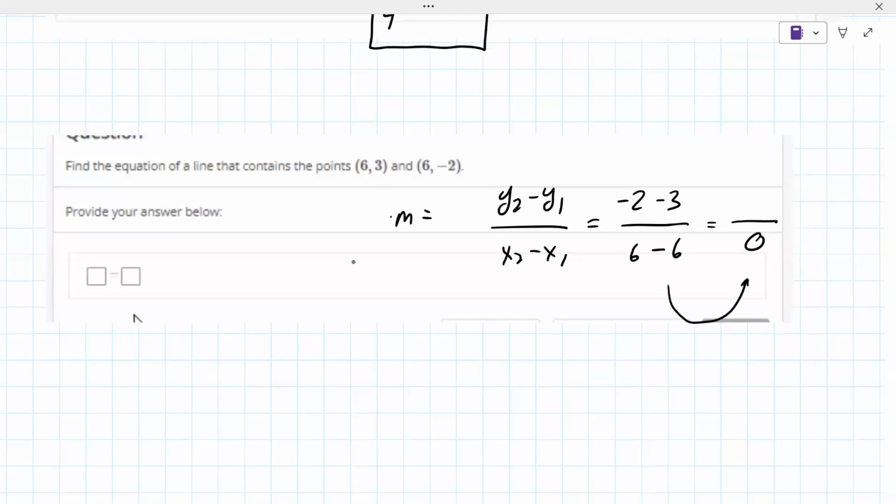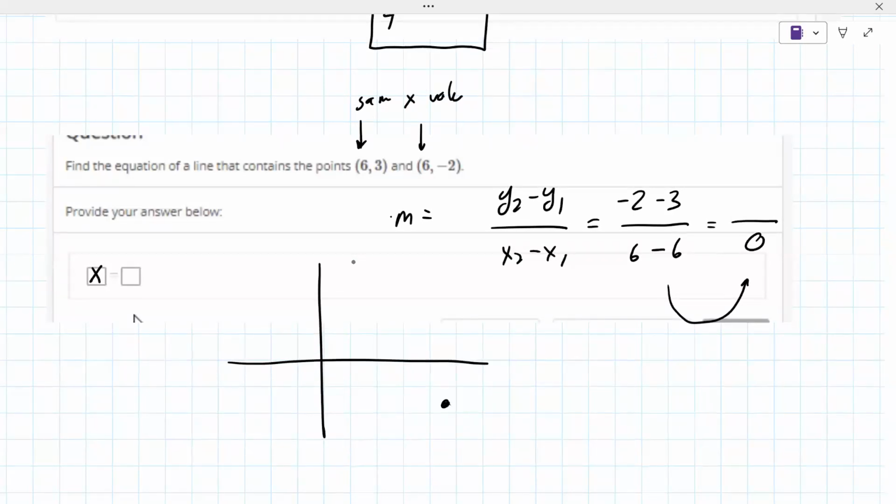That's bad. These two ordered pairs have the same x value. Do you see that? Yeah. That means the equation of the line is x equals... if we were to graph this, we would have 6, negative 2, not to scale, 3, again, not to scale. That's a vertical line, and it says that x is always 6.